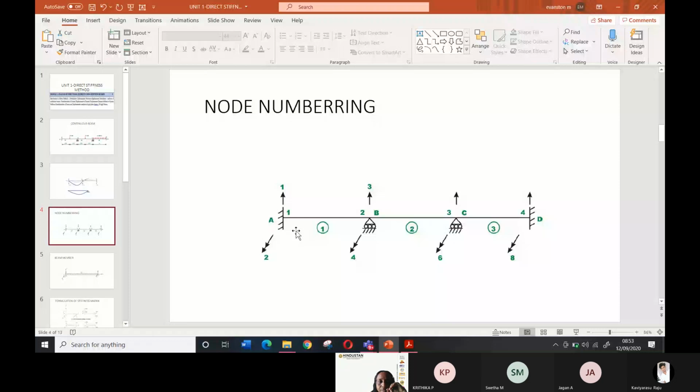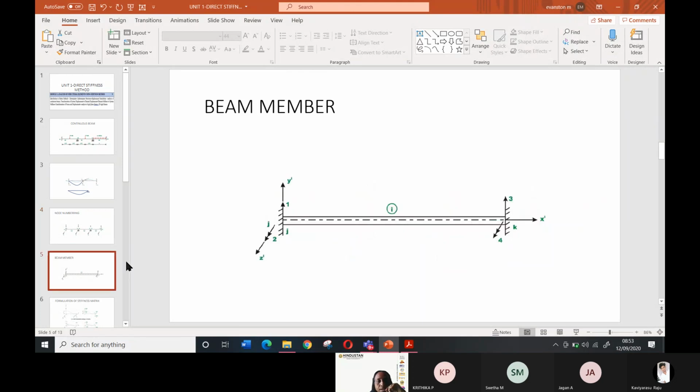The second step is to number the nodes 1, 2, 3, 4. The third step is, in each node, to mark what translations are available: 1, 2, 3, 4. And one more thing, for simplification purposes, I have given a clue: the odd numbers 1, 3, 5, 7 are for translation, and 2, 4, 6, 8 are for rotation. This is the clue I have given to do the work a little bit faster.